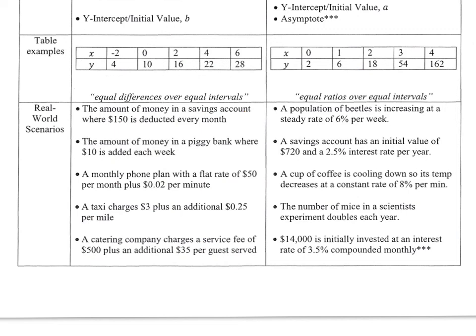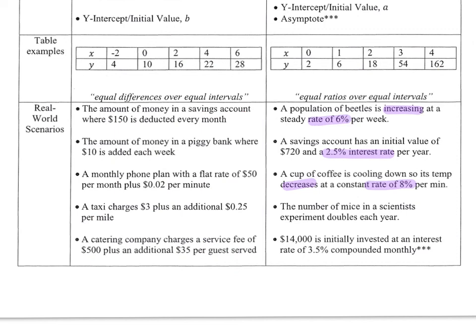What's different with your exponential, and I'm going to highlight some words in here because this is new for us. A population of beetles is increasing at a steady rate of 6% per week. So when we see that rate and the percent, that is our clue that it's an exponential. A savings account has an initial value of 720 and a 2.5% interest rate per year. So again, we're multiplying by that 2.5%. A cup of coffee is cooling down, so its temperature decreases at a constant rate of 8%. So again, those keywords there.